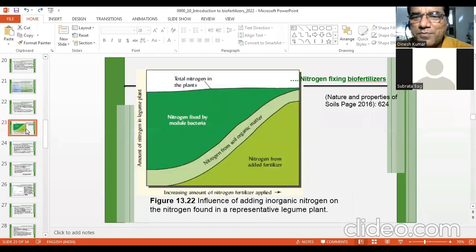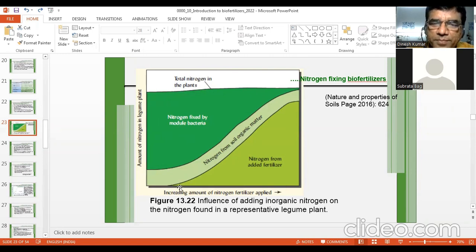So now you can see how this fertilizer affects the nitrogen fixation. Look at this picture very carefully. On the x-axis you have the increasing amount of nitrogen fertilizer applied. One legume crop is grown here. On the x-axis you have nitrogen application rates, which are increasing, and on the y-axis you have the amount of nitrogen in the legume plant. How much nitrogen is accumulated? Assume this is the level of total nitrogen accumulated in the plant.